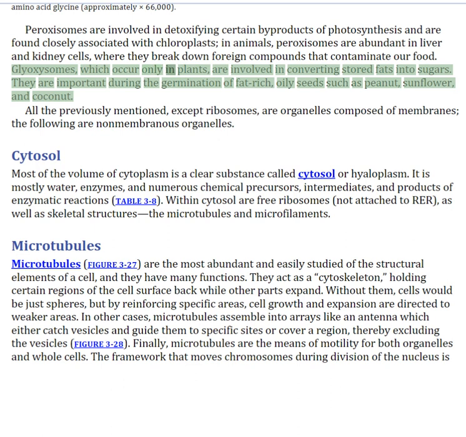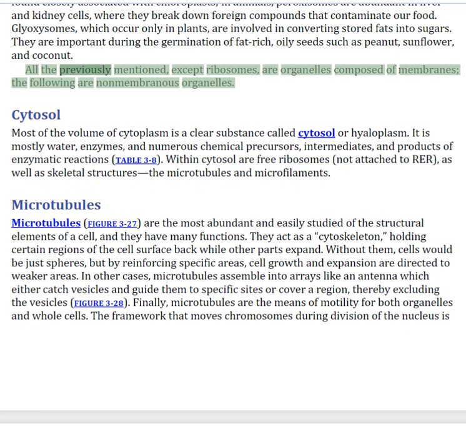Glyoxysomes, which occur only in plants, are involved in converting stored fats into sugars. They are important during the germination of fat-rich, oily seeds such as peanut, sunflower, and coconut. All the previously mentioned, except ribosomes, are organelles composed of membranes. The following are non-membranous organelles.